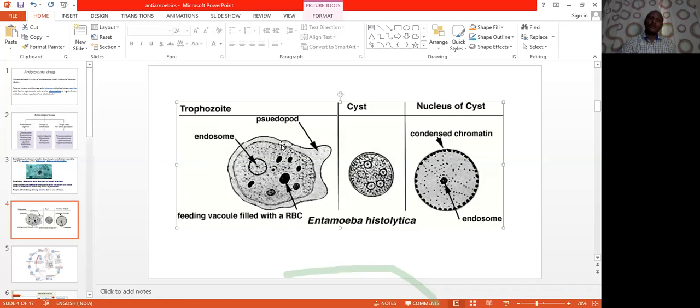The trophozoite form is the invasive form, whereas the cyst form is the infective form, the mature form, while the trophozoite is the immature form, and the cyst is quadrinucleate. You can see here the trophozoite is mononucleate, whereas the cyst is quadrinucleate, with four nuclei. This cyst form can further divide into eight trophozoites.